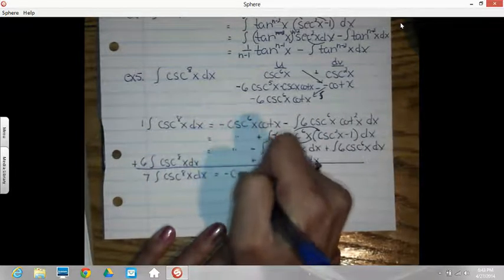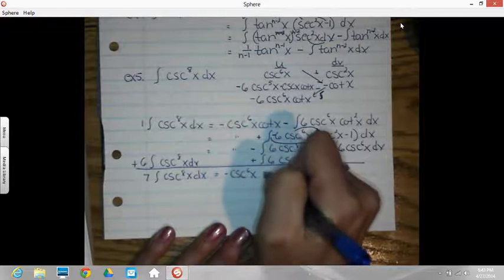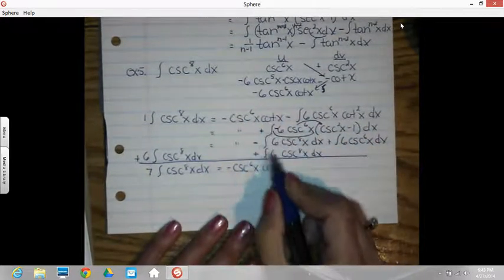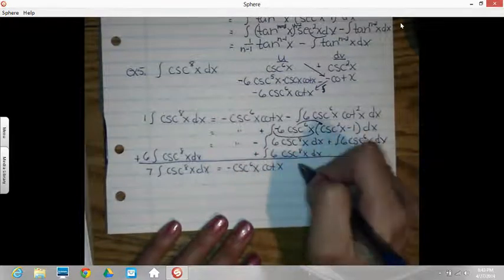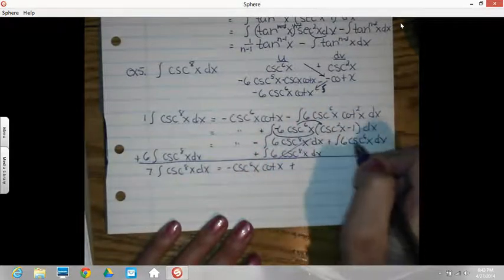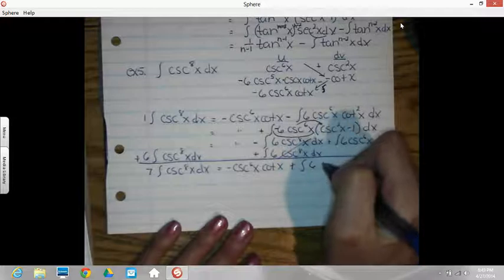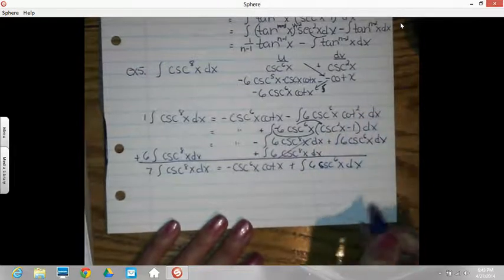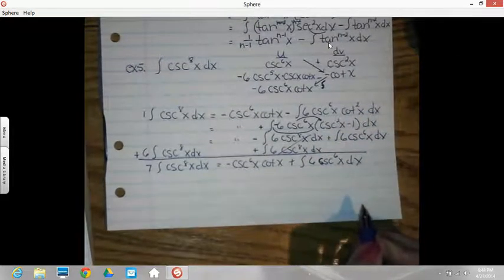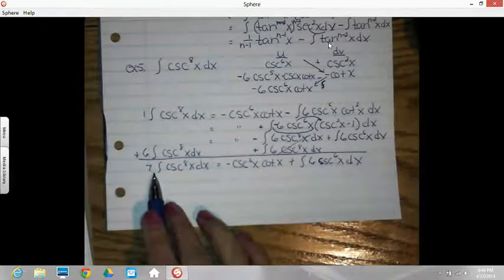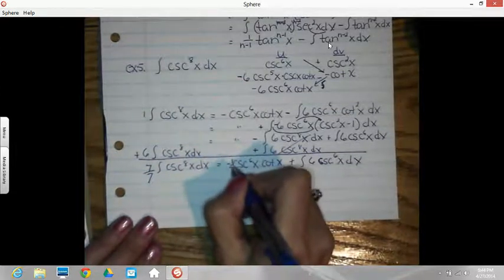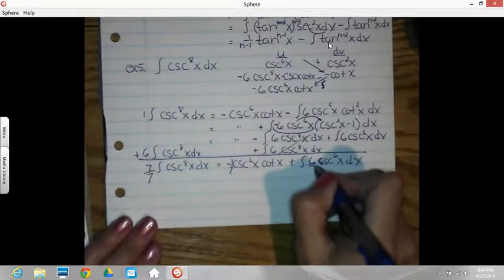So we're just about there. Negative cosecant to the 6th x cotangent x. That's gone. Plus the integral of 6 cosecant to the 6th x dx. All right, I'll just have to divide by 7. So that will give me a negative 1/7 here, and a 6/7.